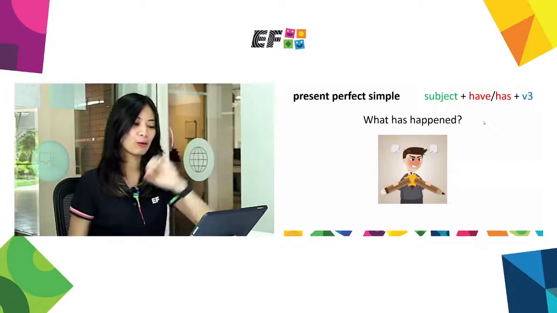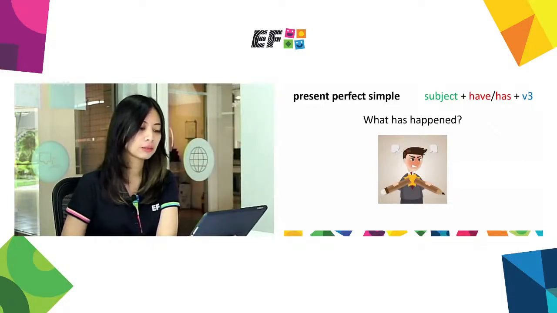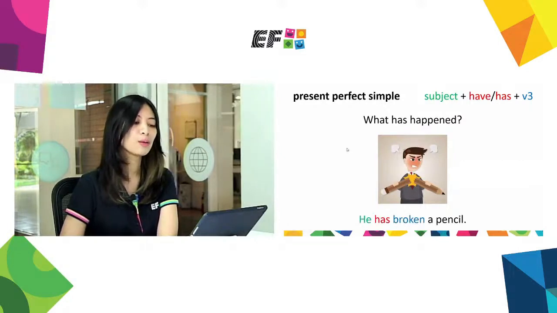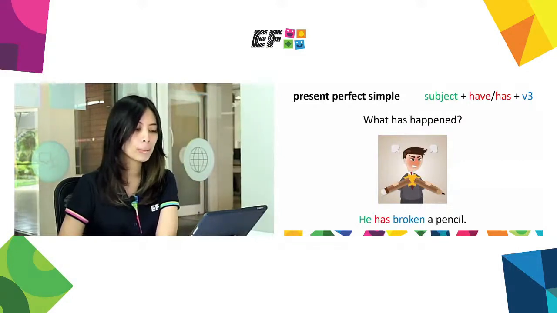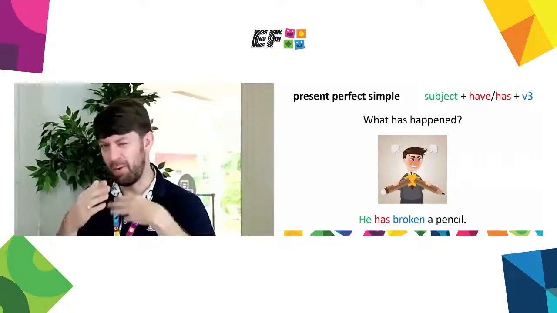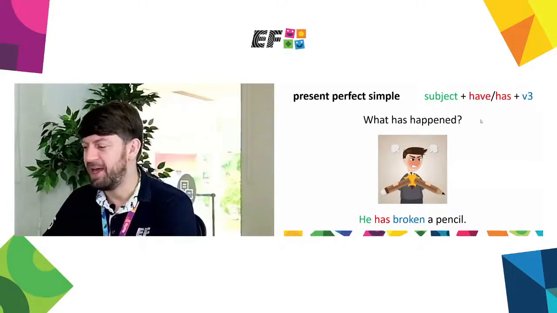Okay, getting some messages through now. Wow. Love you saying he has broken the pencil. Let's take a look. Yeah, good job. Okay. He's broken a pencil. He's broken the pencil. They are both okay. But remember, not broke, but broken, using our verb three, our past participle. Okay, let's try another one.